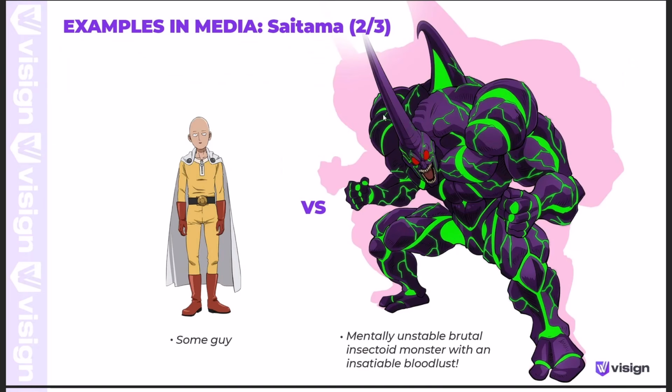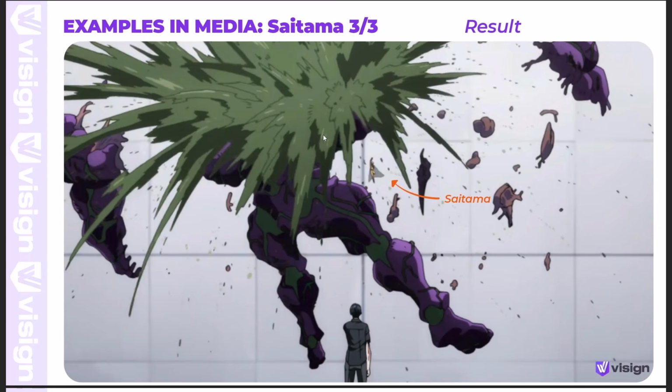What's very interesting here is that we just have some guy versus a mentally unstable, brutal insectoid monster with an insatiable bloodlust. If I had to guess who would win, looking at this in isolation without any context in mind, you would go, this guy. He's stronger, he's larger, he looks extremely powerful in comparison to this small little fella. But this is what actually happens in the show. Saitama completely obliterates this guy, or this monster.